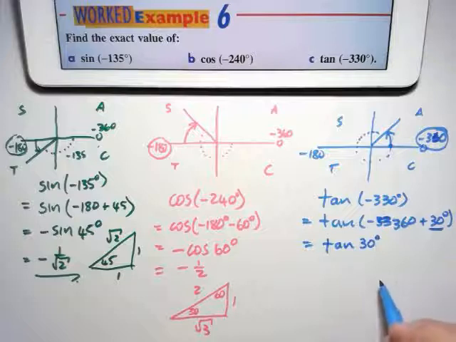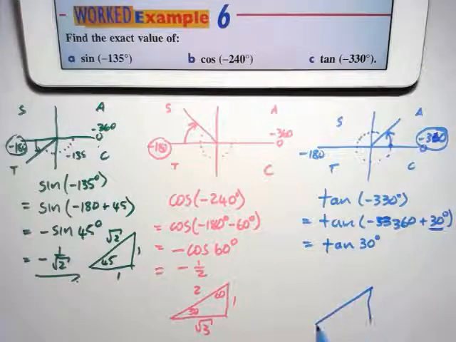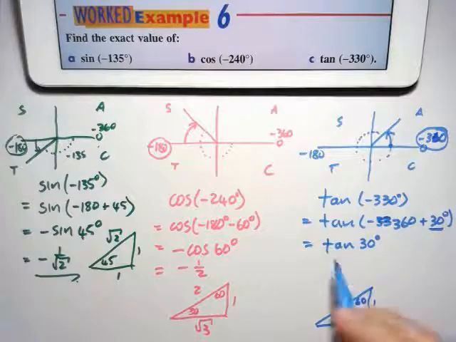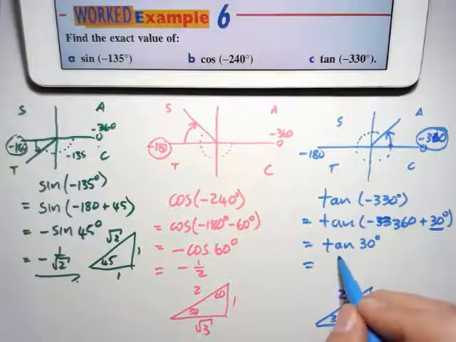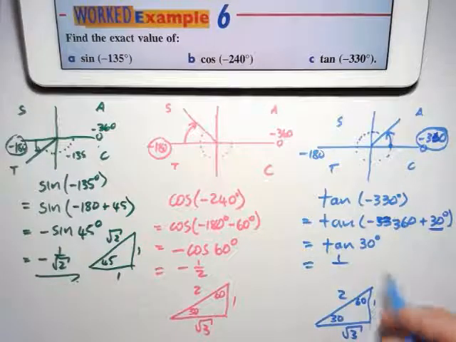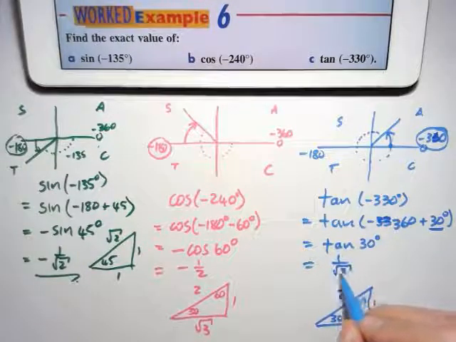I'm going to do my special triangle, not my CAST diagram. 30, 60, 1, 2, square root 3. And then the tan of 30, there's 30. Tan is opposite over adjacent. So it's 1 over square root 3.